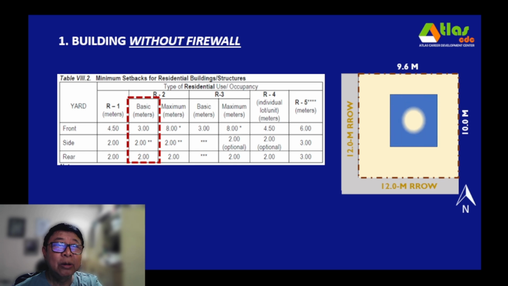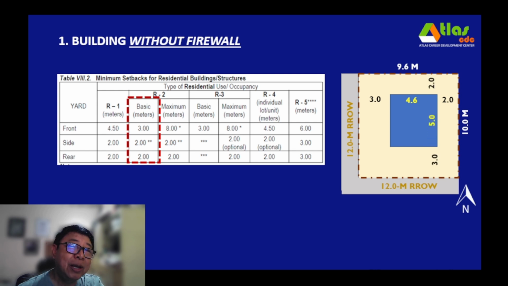So if we are going to apply that, we have two roads, so we are going to have two front setbacks. So it means that the dimension on one side of the building will be 9.6 minus 3 minus 2 will be 4.6. And the other side of the building will have a maximum dimension of 10 meters minus 3 minus 2 will give you this maximum dimension at 5 meters.